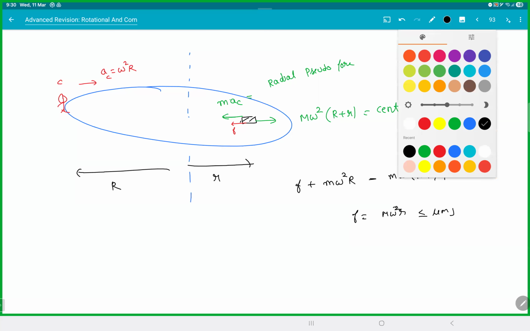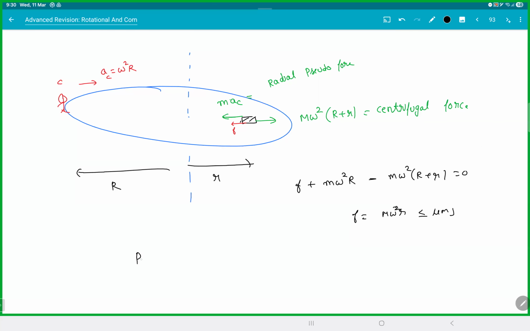So what is the pseudo force here? The pseudo force is a combination of everything. The centrifugal force will change. This is the translational pseudo force. The total pseudo force is the sum of these two, which is still m omega square small r.